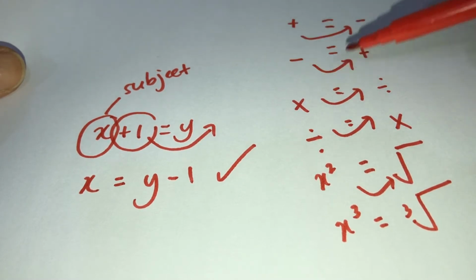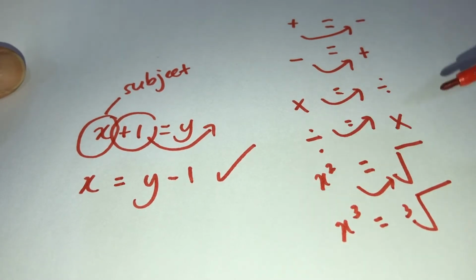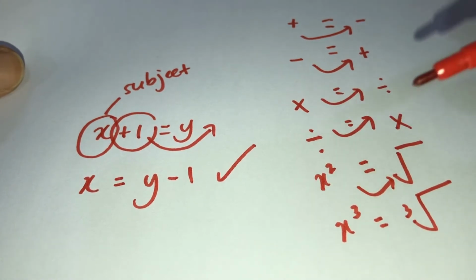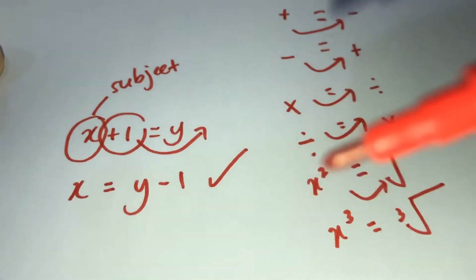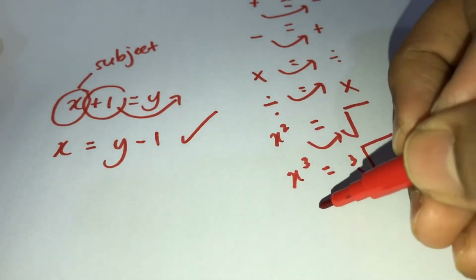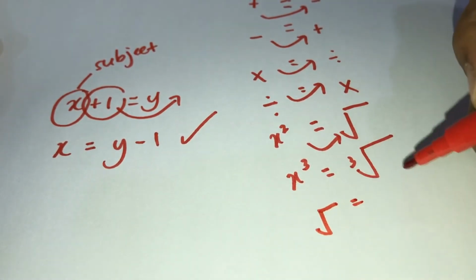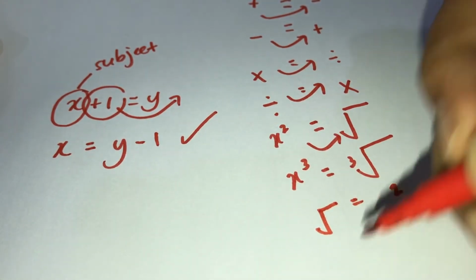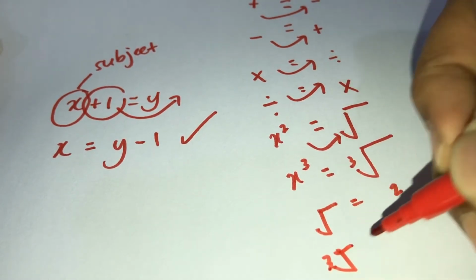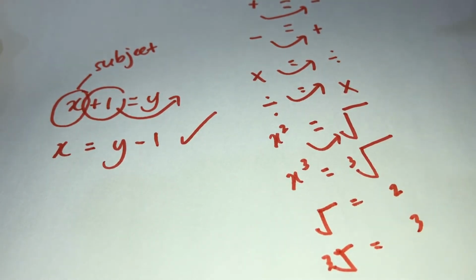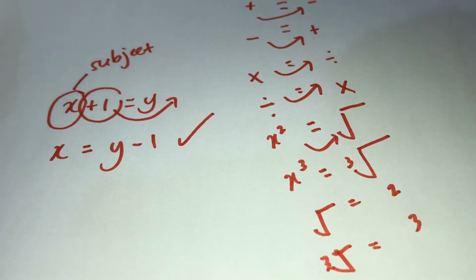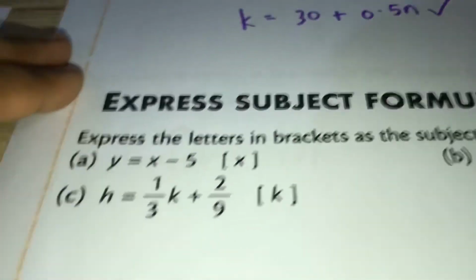When you change to the left or right, you must change the sign. Plus becomes minus, minus becomes plus, times becomes divide, divide becomes times, square becomes square root, cube becomes cube root. If it is a square root, moving to the right it becomes square. If cube root, it becomes cube. All change.